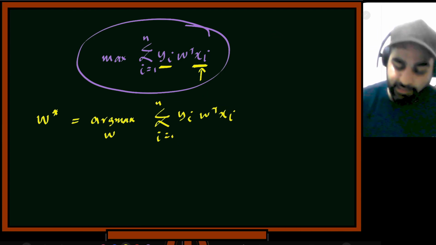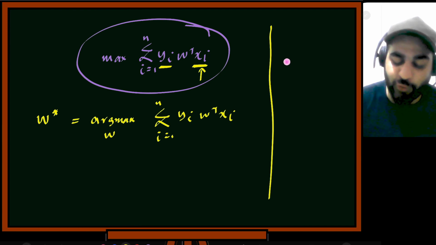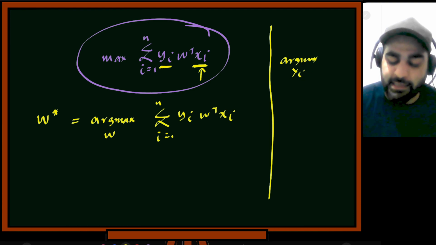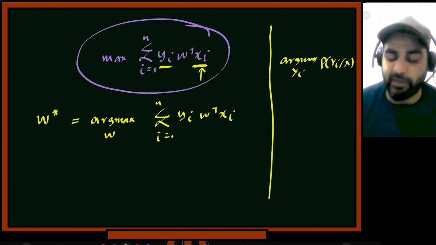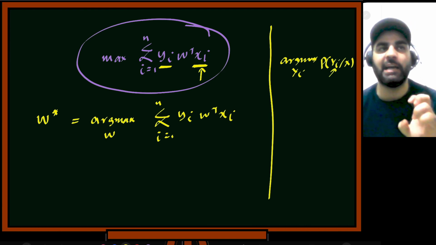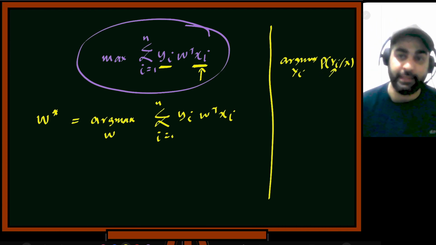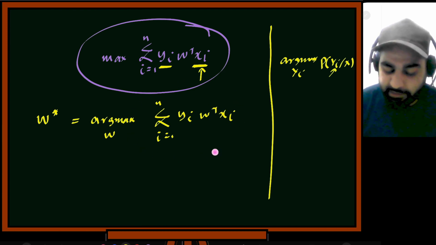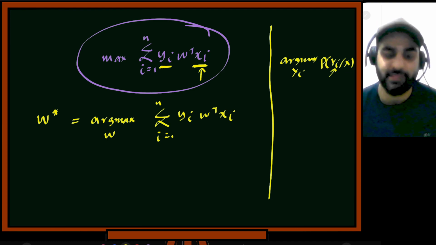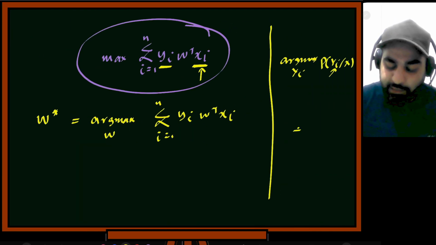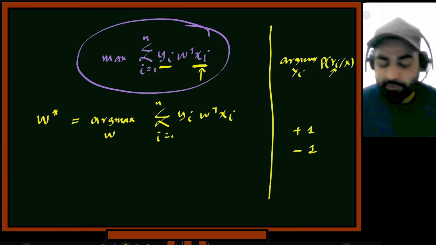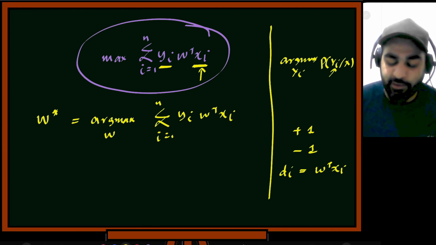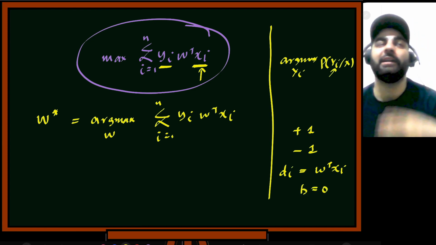If you remember Naive Bayes, there we wrote argmax of yi. We want to find such a class for which the probability of yi given x is maximized. Similarly, here I want to find such a W for which this thing is maximized, because we have given the problem in such a way. Now the assumption here is that the positive class is +1 and the negative class is -1. The distance di is measured by W transpose xi, and B is equal to 0. And our data is also linearly separable.